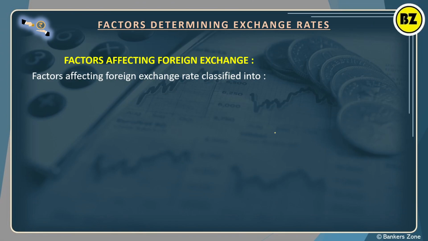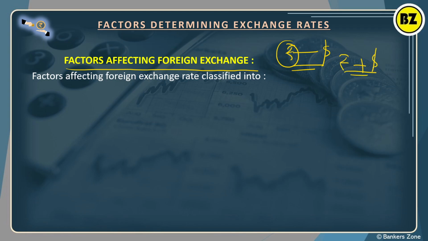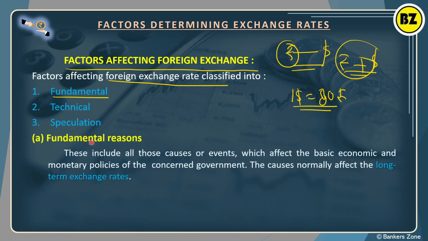The important thing we'll discuss now is the factors which affect the exchange rates, foreign exchange. So you have to purchase a dollar by giving rupees. How much do you have to pay? How is the value of the rupee and the dollar determined? So $1 is equal to 80 rupees. How is it being fixed? There are some factors which affect the foreign exchange rate. There are 3 basic factors: fundamental factors, technical factors, and speculation.